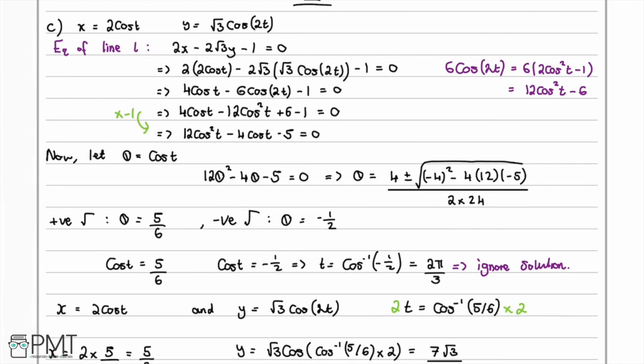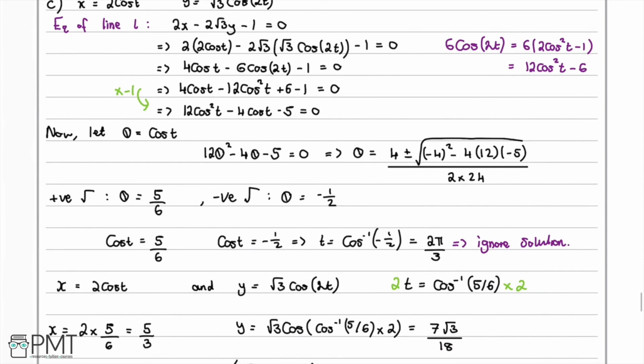Now for part C of this question, there were 6 marks available. We received our first mark for substituting x equals 2 cos t and y is equal to root 3 cos 2t into our equation of the line from part B of the question. We then received our second mark for using this double angle formula here. We then received our third mark for getting this quadratic here, so 12 cos t squared minus 4 cos t minus 5. We received our third mark for that.